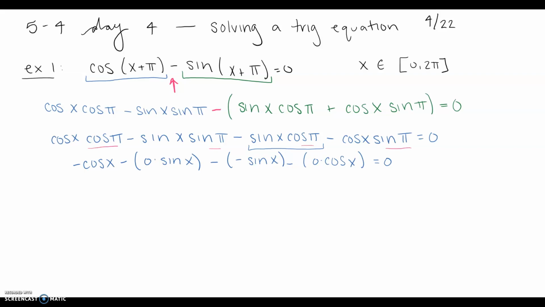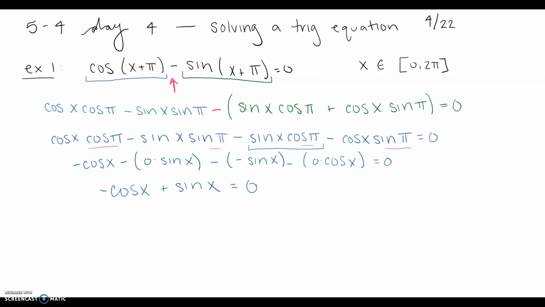So, this is negative cosine of x. And this is going to cancel and be 0. And then a negative times negative is a positive, so that's going to be plus sine of x. And this is going to become 0, so that just equals 0.